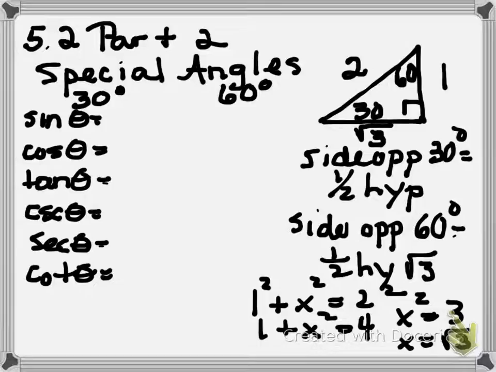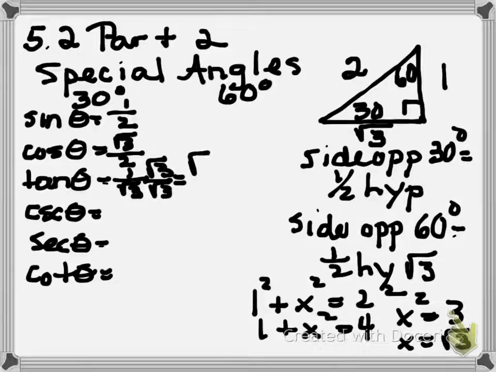So now remember, we have the sine is equal to opposite over hypotenuse, which is 1/2. The cosine is equal to adjacent over hypotenuse, the square root of 3 over 2. The tangent is equal to opposite over adjacent, 1 over the square root of 3, but you need to rationalize. So you're getting the square root of 3 over 3.